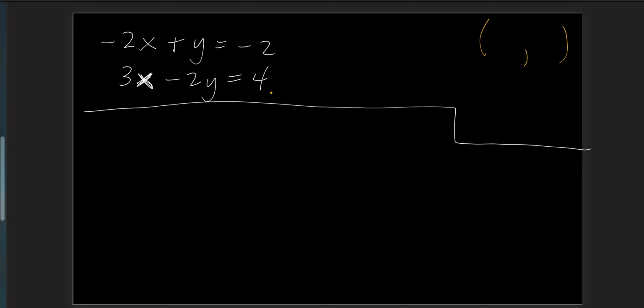The next thing you want is that the x's will add up to 0, or the y's will add up to 0, one or the other, and if both do, that's okay. So if I add negative 2x plus 3x, I'll get 1x. If I add plus y minus 2y, that's a negative y, so neither are going to add up to 0, so that's not good. We need to make that happen.